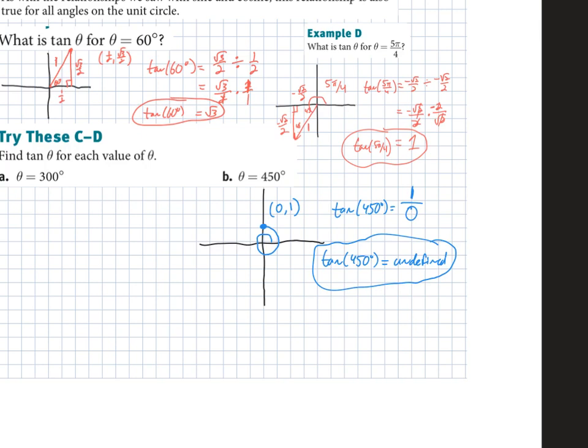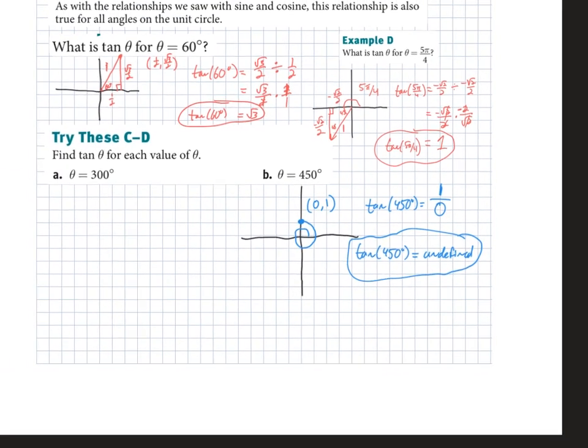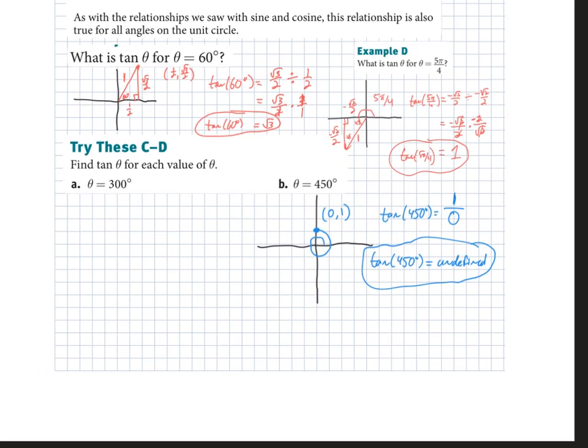If it was the opposite effect, if it was 0 divided by 1, then the value would be 0. So 0 divided by 1 is 0. 1 divided by 0, undefined. So make sure you're careful with those as you go through it as well.